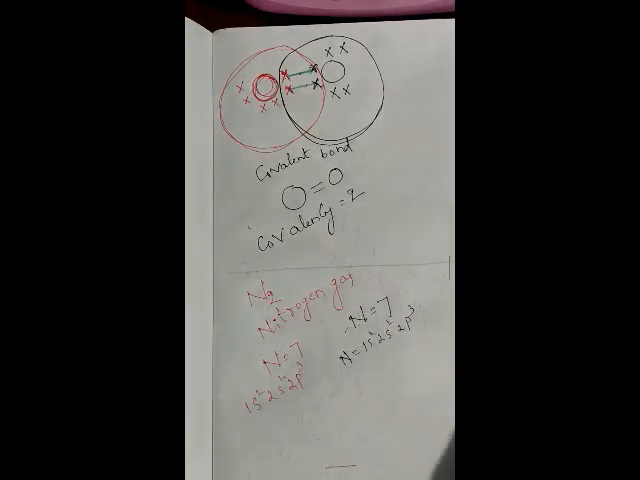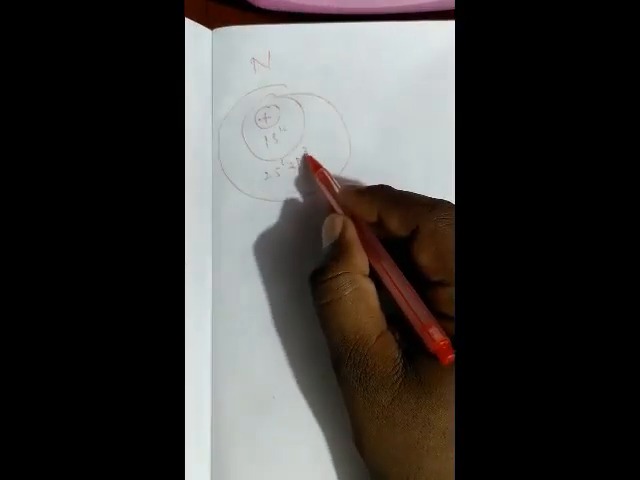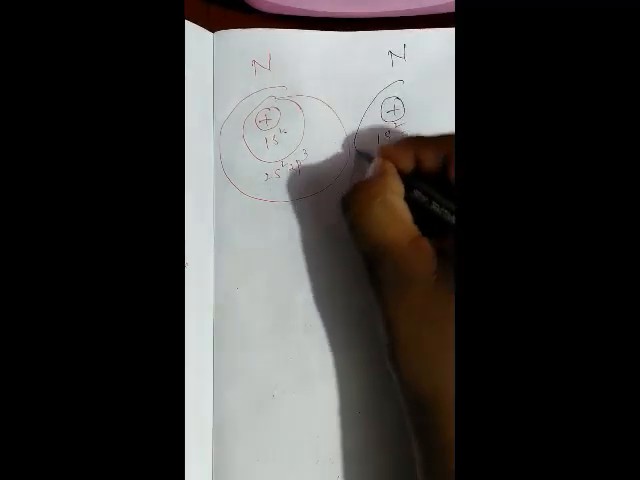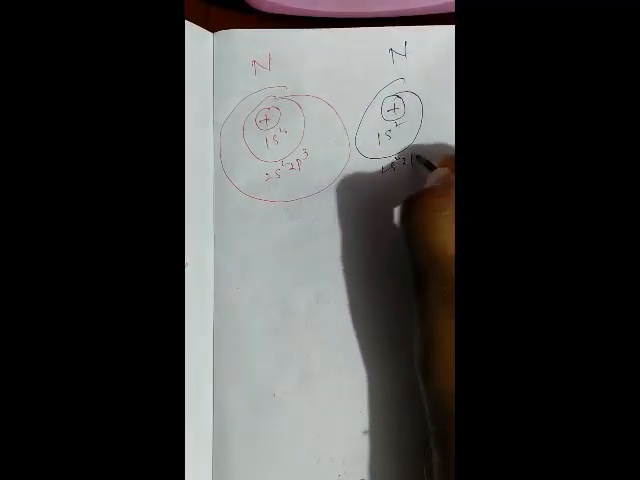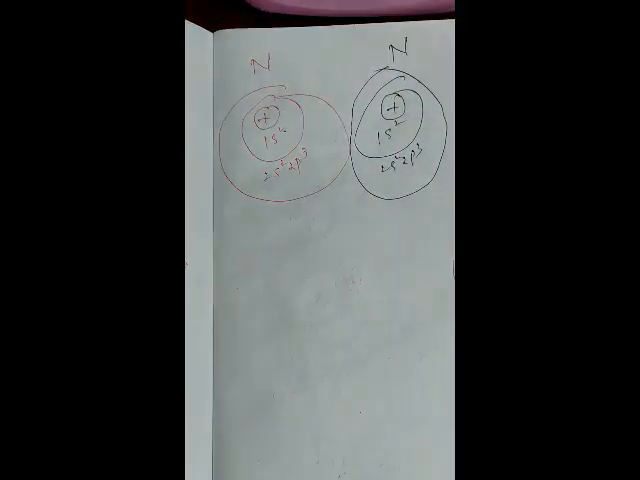Next step, the orbit diagram. So first nitrogen atom. Here plus is nothing but the nucleus, 1s2, 2s2, 2p3. 2 plus 2, 4, 4 plus 3, 7. Then the second nitrogen atom: 1s2, 2s2, 2p3. This is the second nitrogen atom.